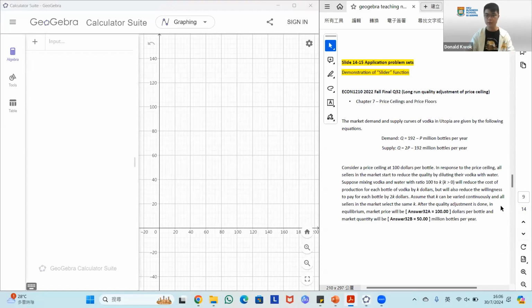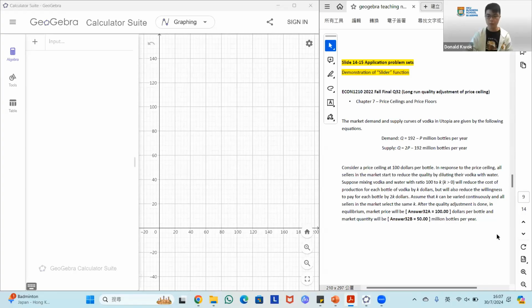Again, I will move on to discussion of a problem. For this question, it is dealing with a long-run quality adjustment due to an effective price ceiling. This is involving a concept in Chapter 7. In case you have not learned this topic in Econ 1210 yet, you may skip this problem first and watch it afterwards. No worries, we still have other questions to demonstrate the slider function, which is to solve problems about taxation and subsidization. So it will be the next question to be discussed.